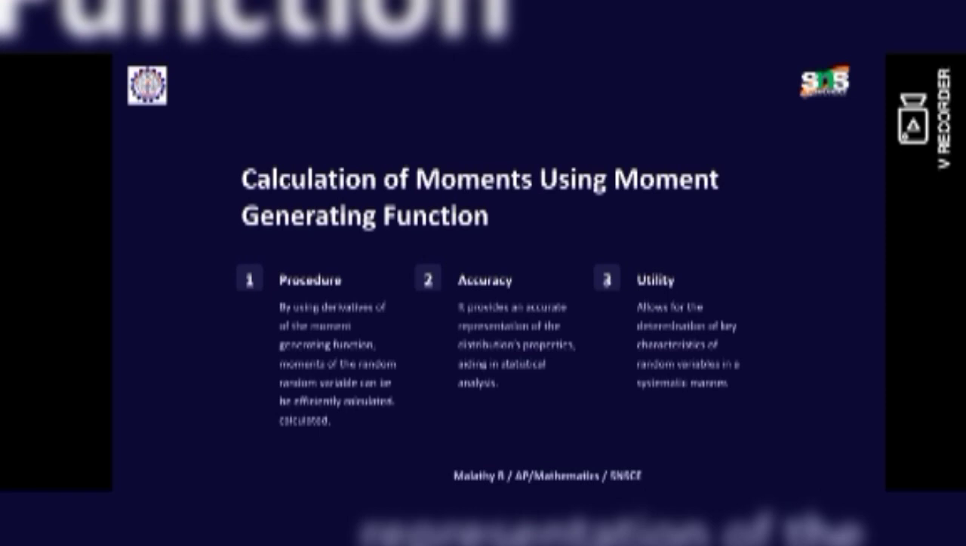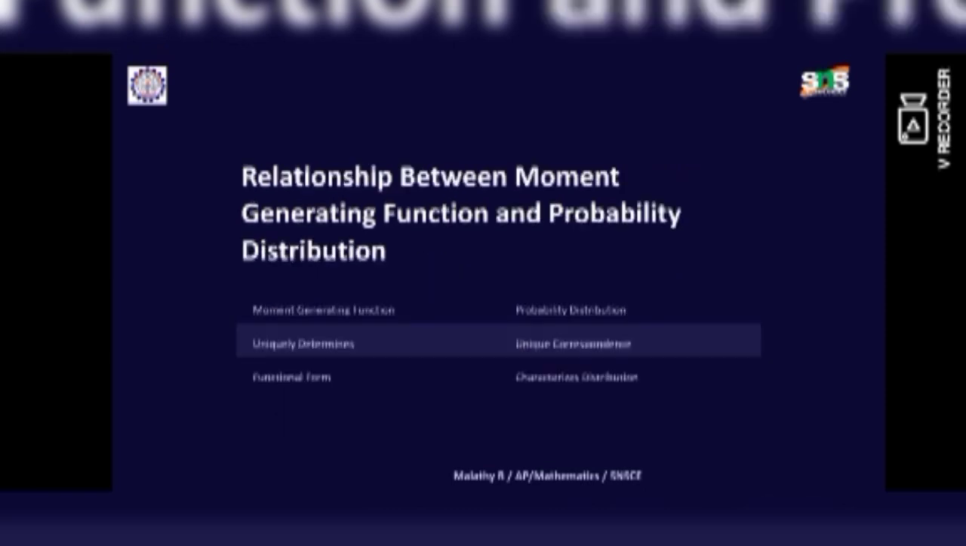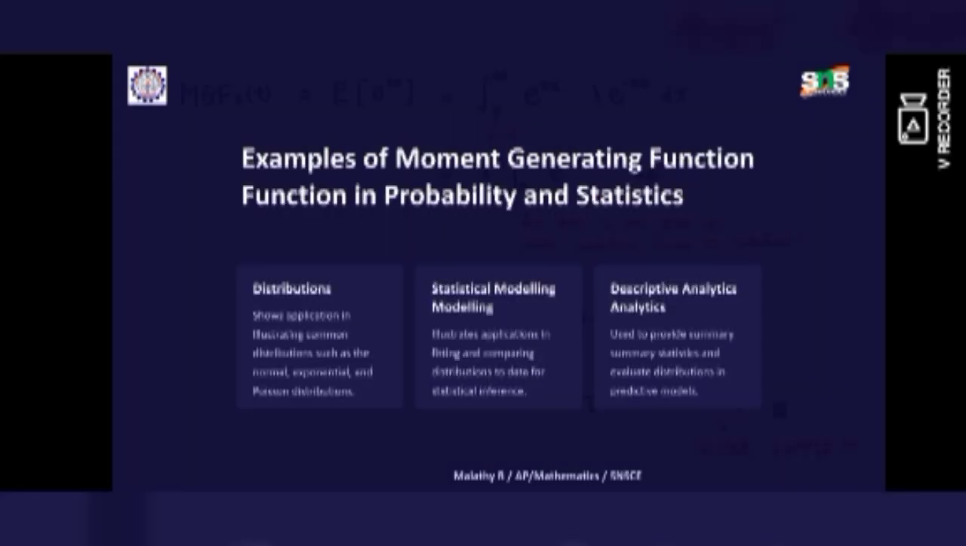Then we should know the characteristic function. The definition of the characteristic function is phi of omega, similar to the moment generating function, given by phi X of omega equal to E of e power i omega X, where i equals root of minus 1. Then the relationship between the moment generating function and probability distribution: they uniquely determine each other, a unique correspondence. Functional form and characteristic distributions are the major differences.